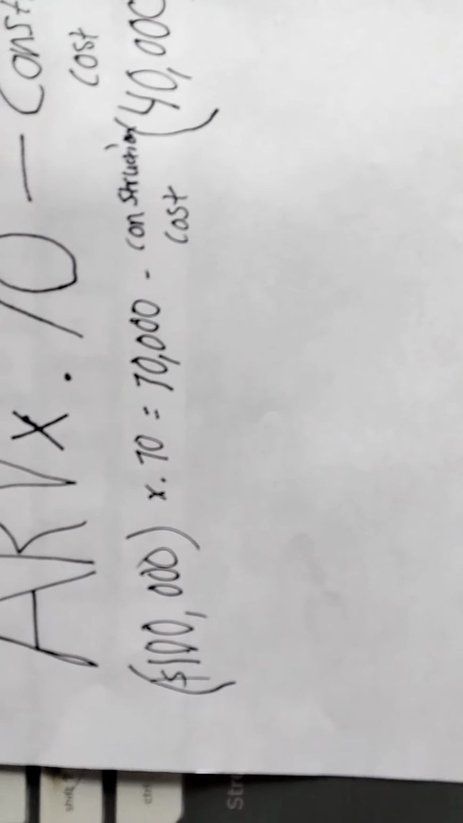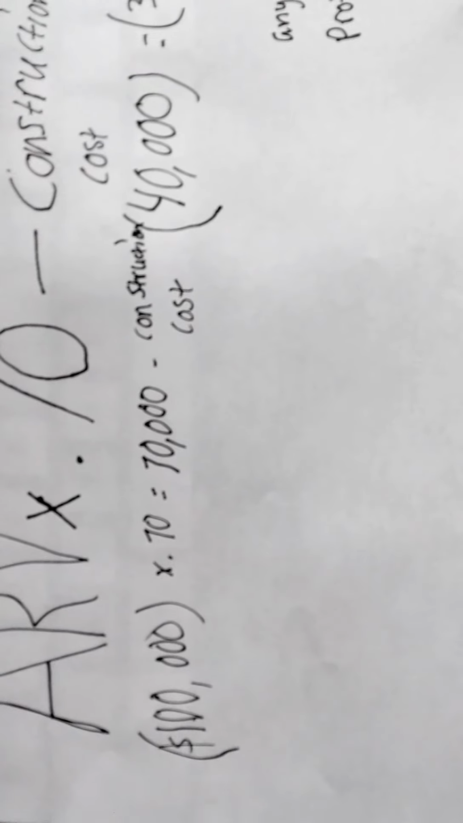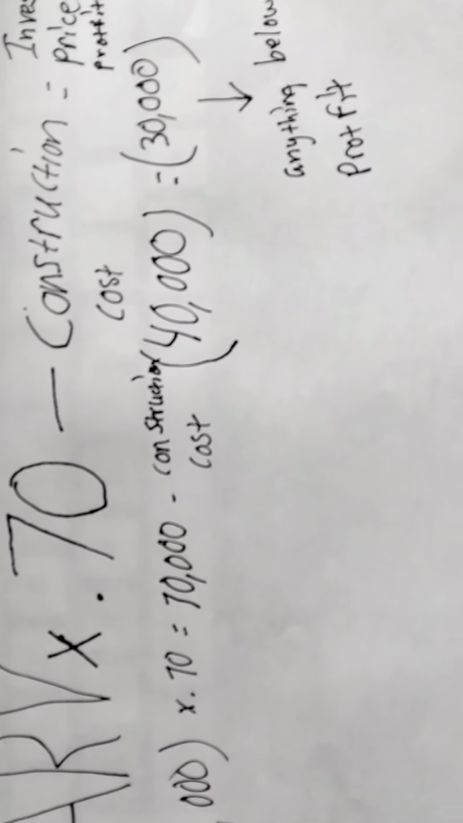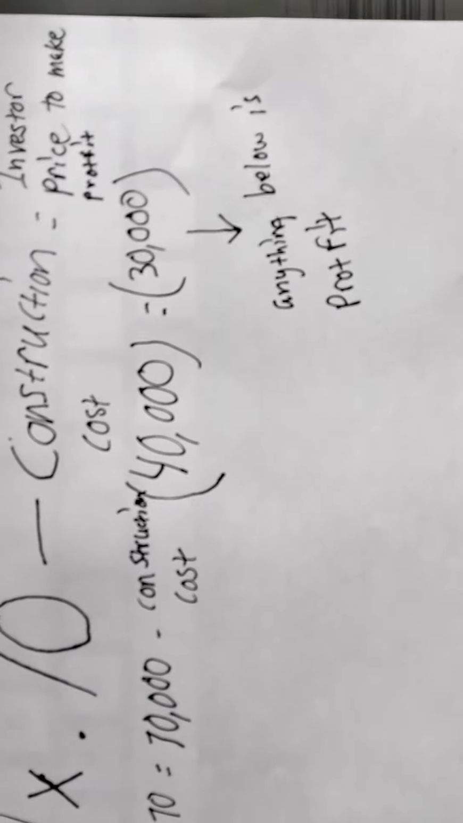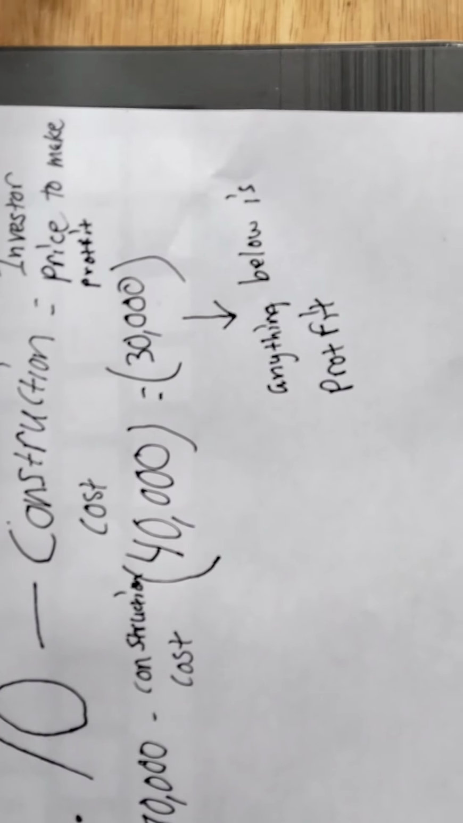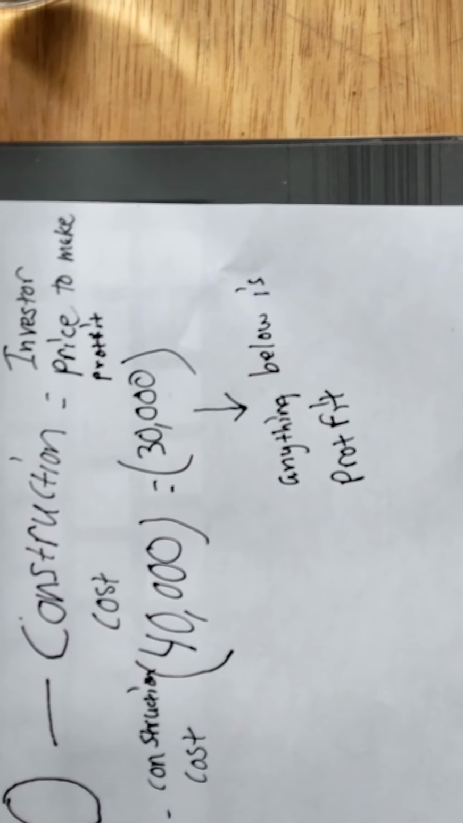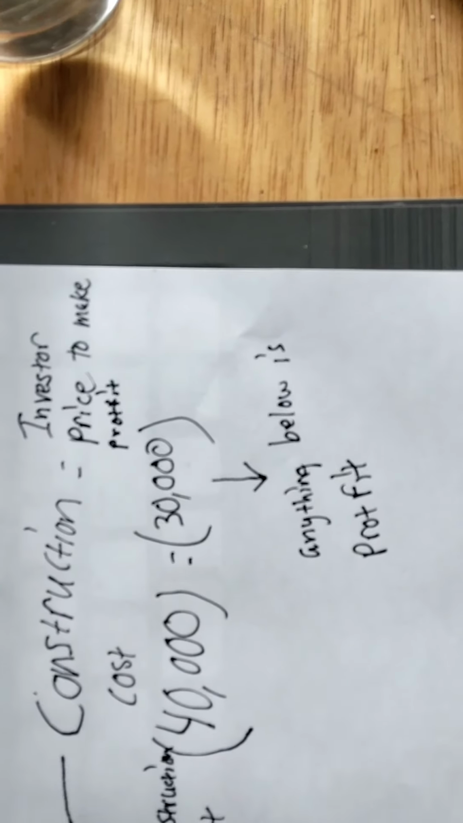So I'm going to go ahead and show you what that formula looks like on paper. The ARV is 100,000 times 0.70 gives you 70,000, minus your construction cost of 40,000, equals 30K, which is your investor price. Anything below it is profit for a wholesaler.